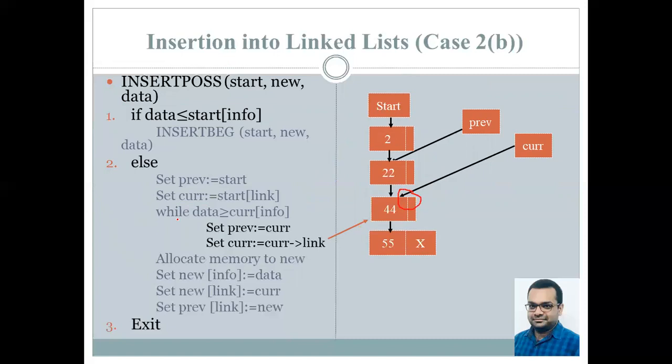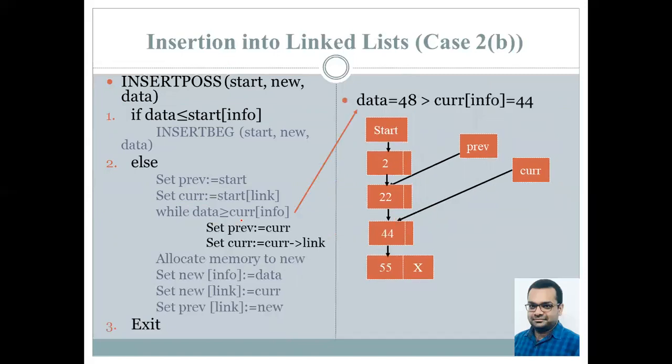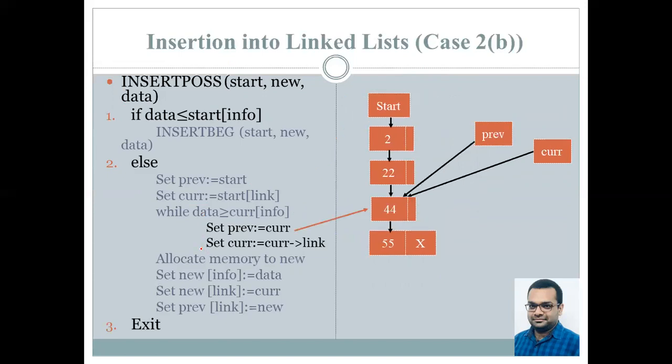Now again, these comparisons will be performed. Now the data value, that is 48, will be compared against the current info, and since it is greater than the value in the current info, therefore again these checks will be performed. Now you can see the previous points to the current, and current will be incremented to current link. So now current points to the node containing the data value 55.